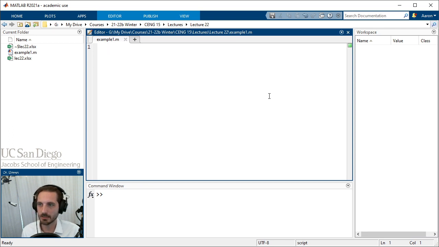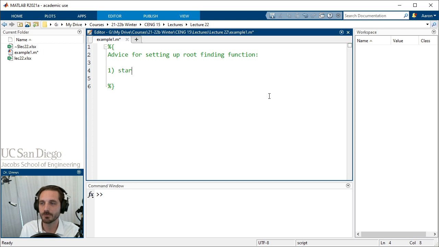The next couple of steps, obviously, rearrange into root finding form. We just did that. And then we need to write a local function for our root finding function. That still holds on this particular example. I'm going to give you some general advice on how to set that root finding function up. So advice for setting up the root finding function. My first piece of advice is start with a standard function definition. And I say standard specifically for root finding.